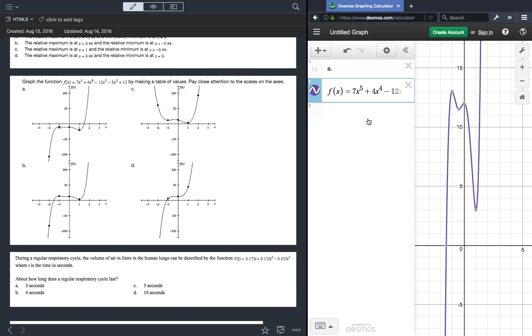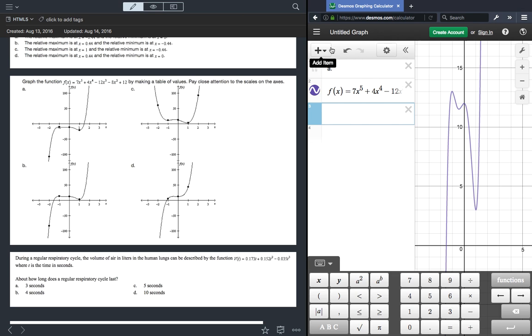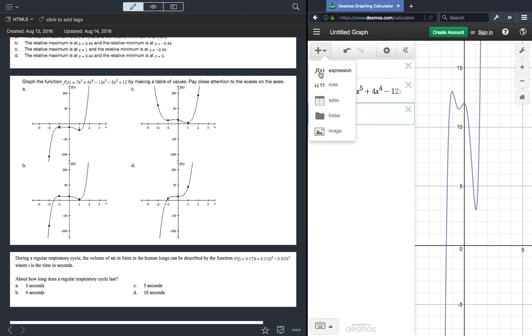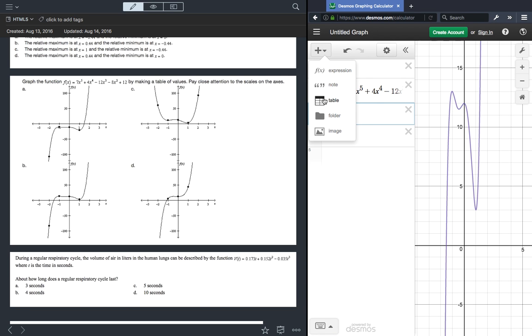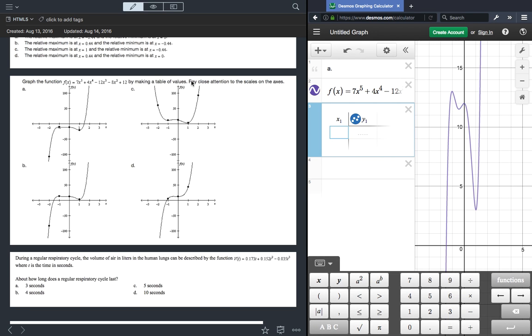And here's the problem: they don't give you the exact graph, and the answers they give you aren't the exact graph either. So what they really want you to do here, which is kind of annoying, is make a table of values. So they want you to make a table of values. And so let's see here. I plug in. I wonder if I can plug in.